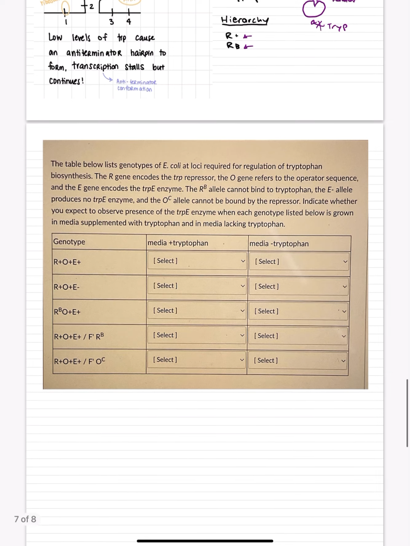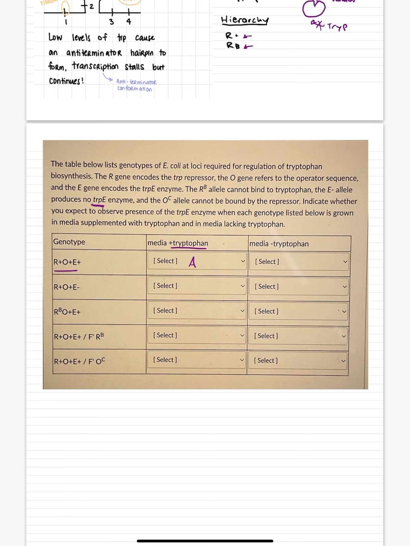All right, remember, the Trp operon's whole purpose is to produce tryptophan. So the TrpE enzyme is going to be a crucial enzyme in the production of the amino acid tryptophan. Assuming we have this genotype in which they're all working, and we have tryptophan in the environment, would we need to produce more of an enzyme to make more tryptophan? In this case, we wouldn't need to, since we already have it in the environment. It would not be energetically favorable, so TrpE would be absent.